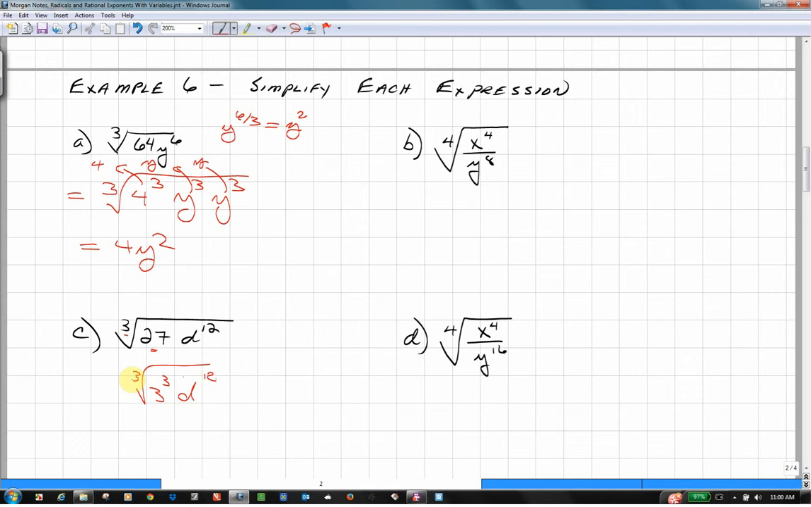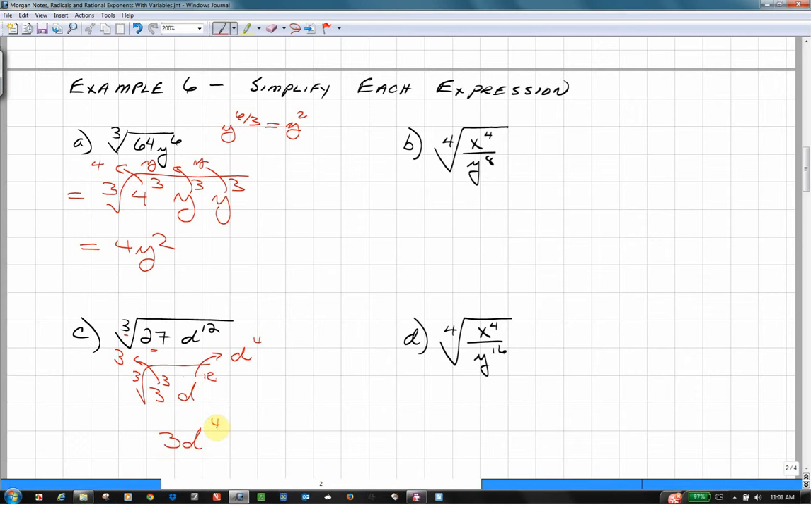So what's going to come out is the cube root of 3 cubed comes out as a 3. And this d to the 12th would come out as d to the 4th. 12 divided by the index is 4. So everything comes out of there. That would be 3d to the 4th.